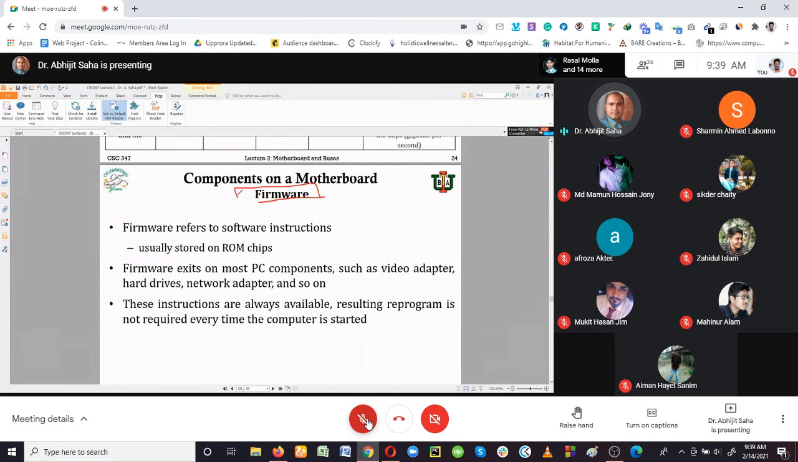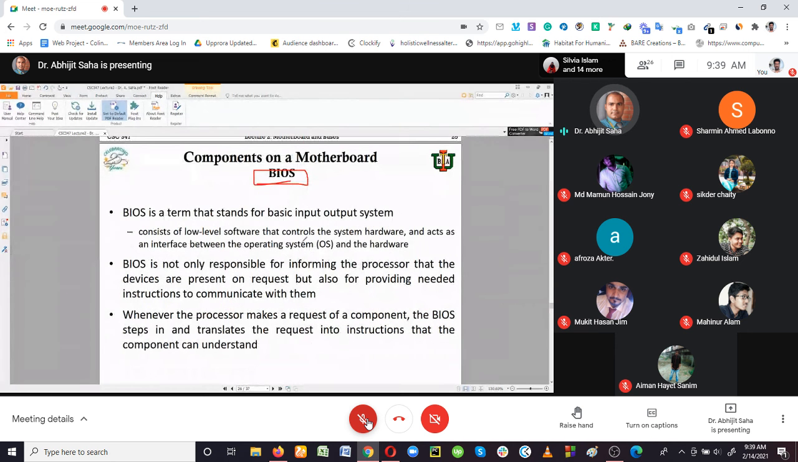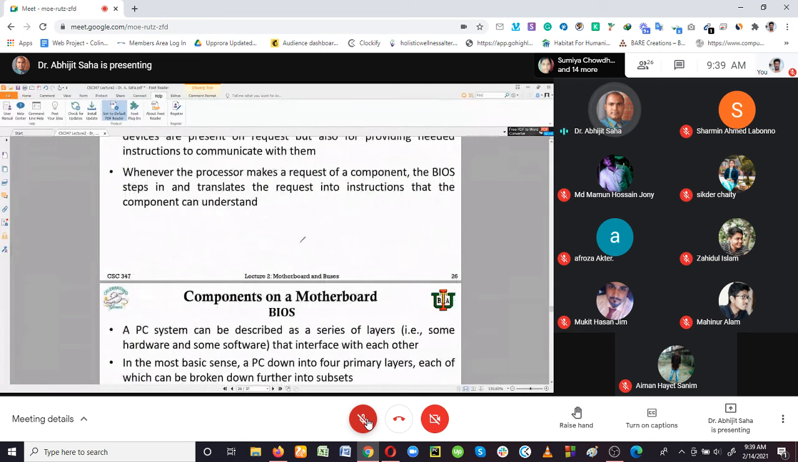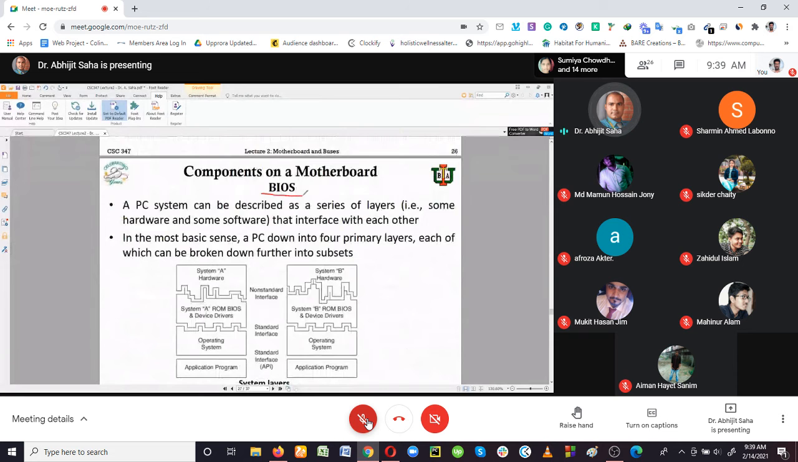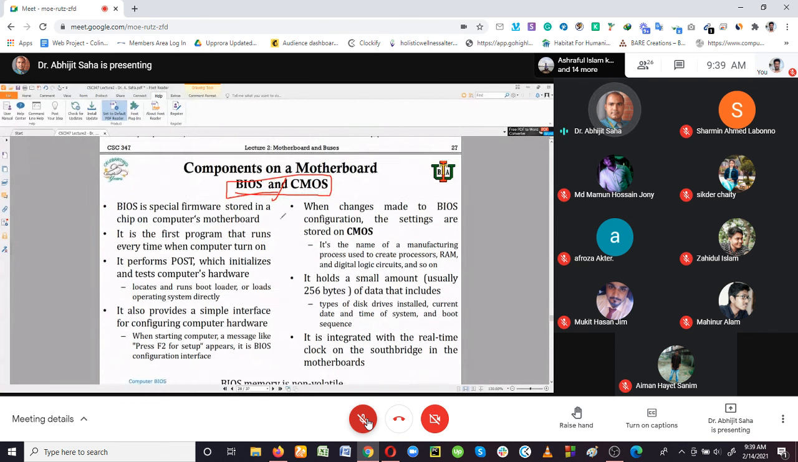The question will come from your lecture number 1: define software, hardware, and firmware. Here we have discussed firmware a bit, and the BIOS and CMOS are firmware. You should know what a BIOS is, why we need the BIOS, what CMOS is, and the difference between BIOS and CMOS. You should study that.